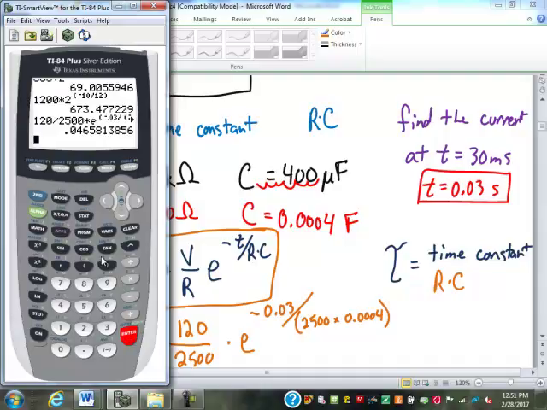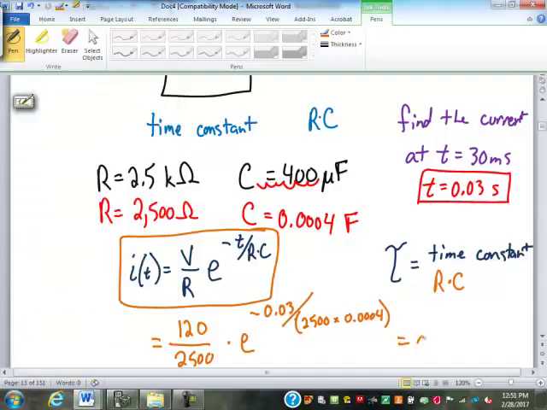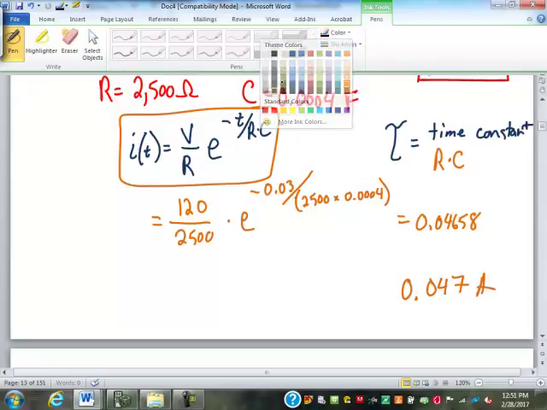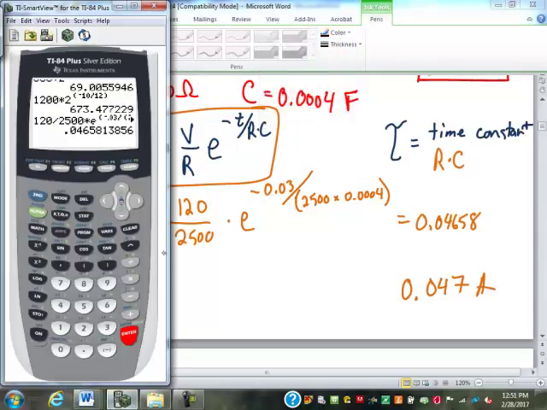Did you get 0.04658? You are correct. So what that is saying is that it's 0.047 amps, or 47 milliamps, is what's flowing there. Compare that to the maximum current of the 120 divided by 2,500.